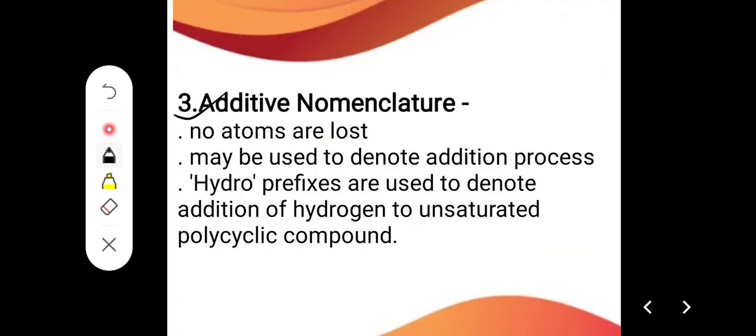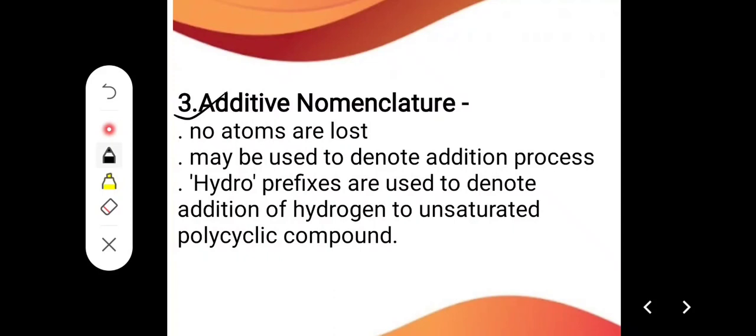Now additive nomenclature: no atoms are lost. No atoms may be used to denote the addition process. Hydro prefixes are used to denote addition of hydrogen. Hydro means addition of hydrogen can take place to an unsaturated polycyclic compound. So additive nomenclature means no atoms are lost. This is the difference between additive nomenclature and conjunctive nomenclature. Addition means some atoms are added to the double bond, triple bond, and so on. And hydro prefixes are used to denote addition of hydrogen to an unsaturated polycyclic compound.